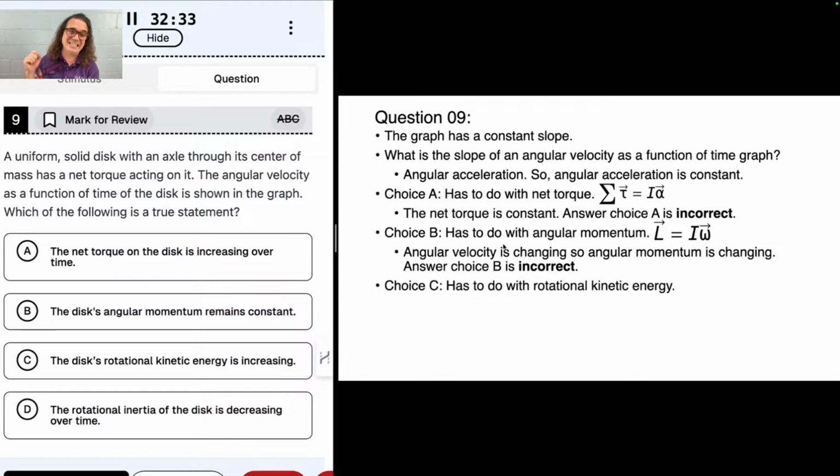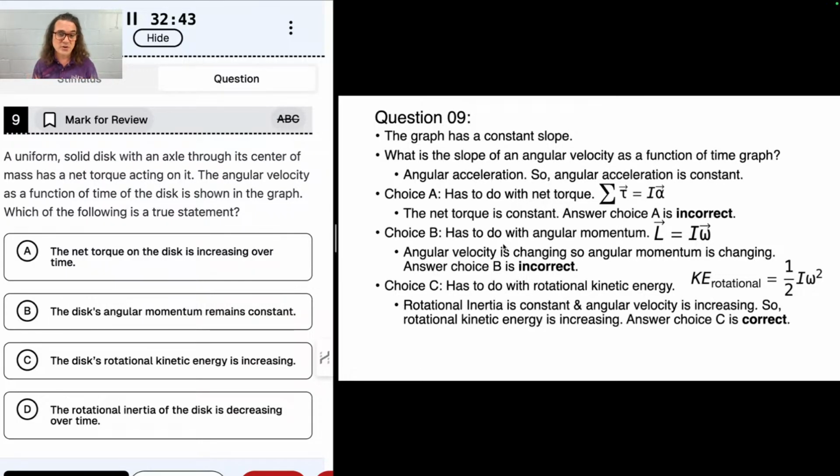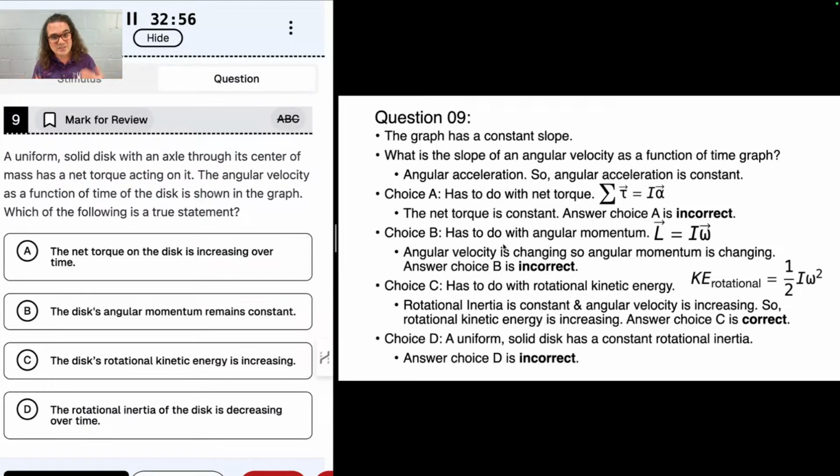Answer choice C has to do with rotational kinetic energy. Rotational kinetic energy equals 1/2 the rotational inertia times the angular velocity squared, angular speed squared. So rotational inertia is constant and angular velocity is increasing. So rotational kinetic energy is increasing. Answer choice C is correct. Answer choice D, a uniform solid disk has a constant rotational inertia. So answer choice D is incorrect.